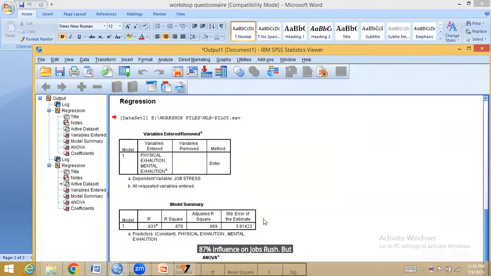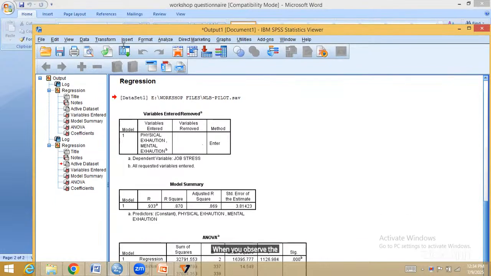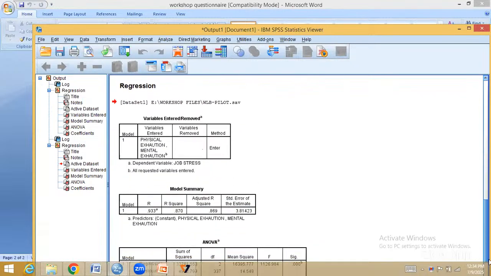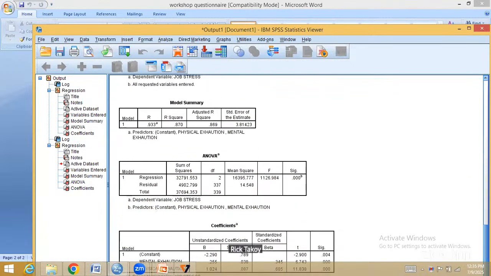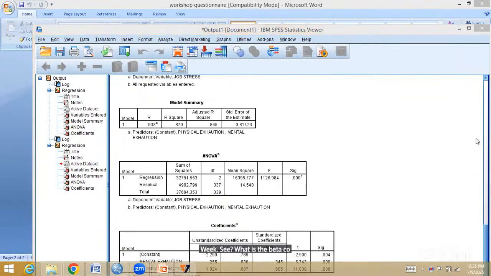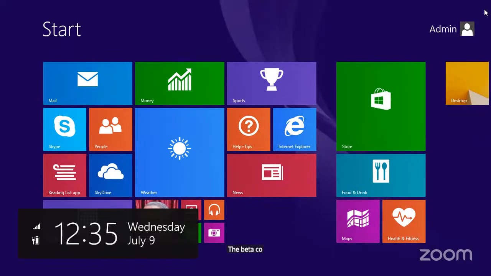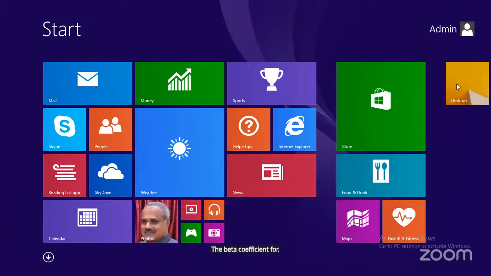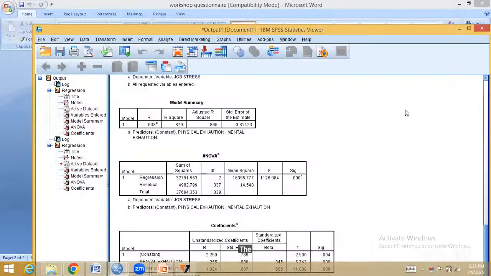But when you observe the beta coefficient, see, what is the beta coefficient for mental exhaustion? The beta coefficient for mental exhaustion is 0.255 and for physical exhaustion 1.024.